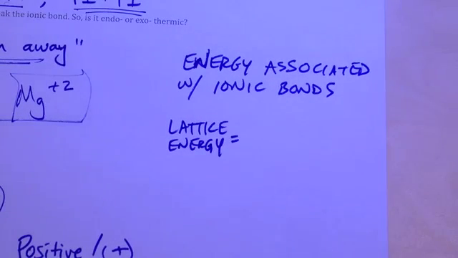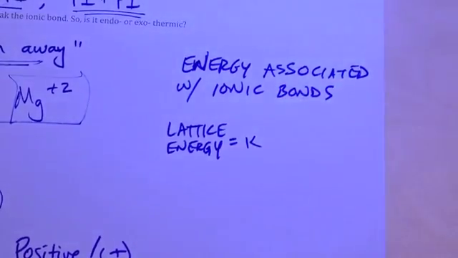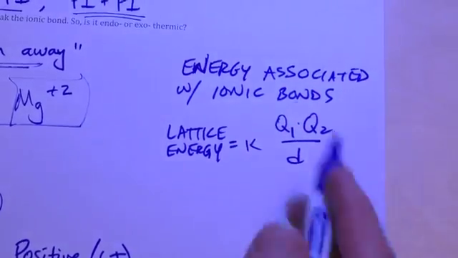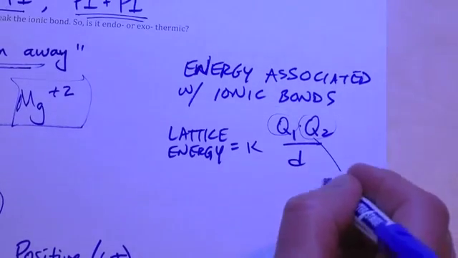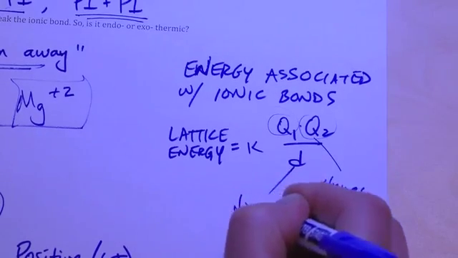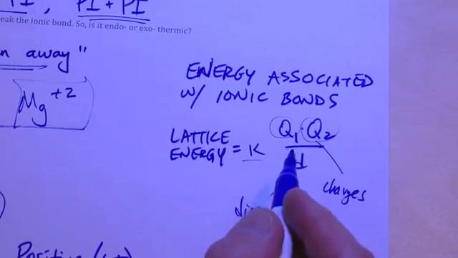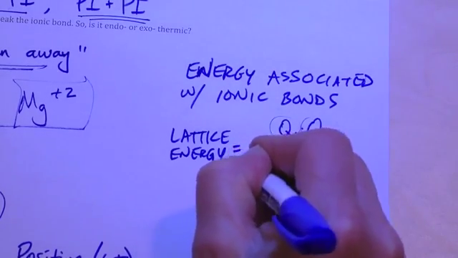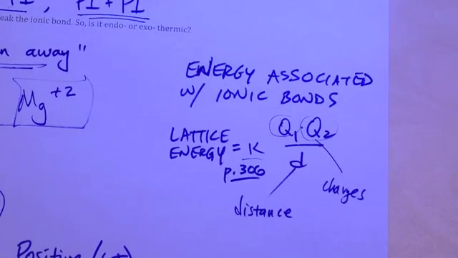Lattice energy is defined as a constant k times Q1 times Q2 divided by d, where Q1 and Q2 are the charges on the 2 ions that are sticking together, and d is the distance between the 2 ions. k is a constant that has to do with Coulomb's law, and it's about 9 times 10 to the 9th joule meters per coulomb squared, which is on page 306 of the 10th edition of the textbook, but it's not really necessary to know.